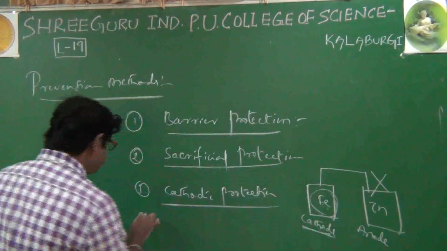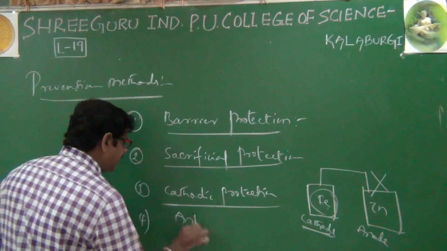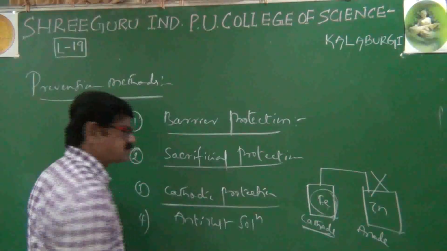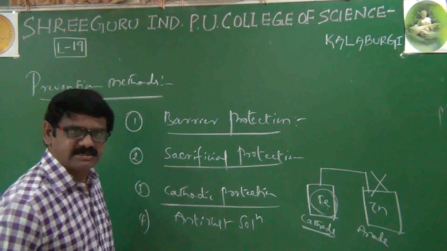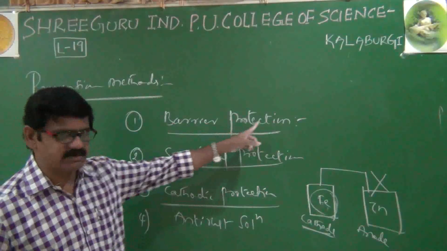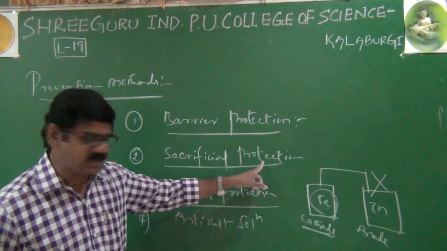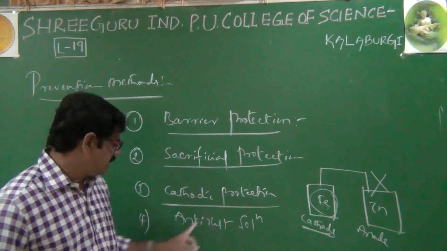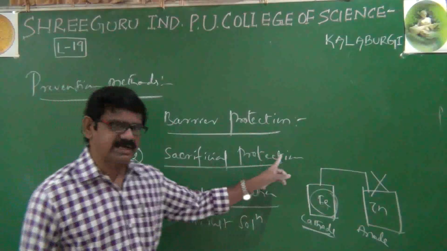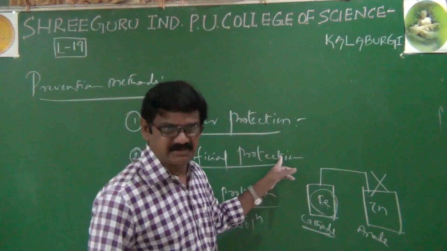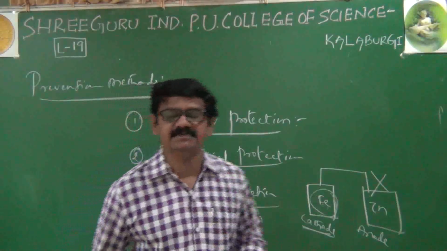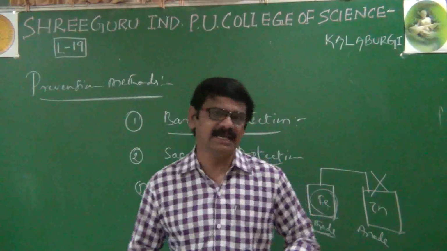And finally, the fourth one is using anti-rust solutions. Using anti-rust solutions, we can protect from the corrosion process. One is barrier protection, one is sacrificial protection, the third one is cathodic protection, and the fourth one is anti-rust solutions. Right. And this sacrificial protection is also called the galvanizing process. Next, from this we have completed the entire electrochemistry topic.